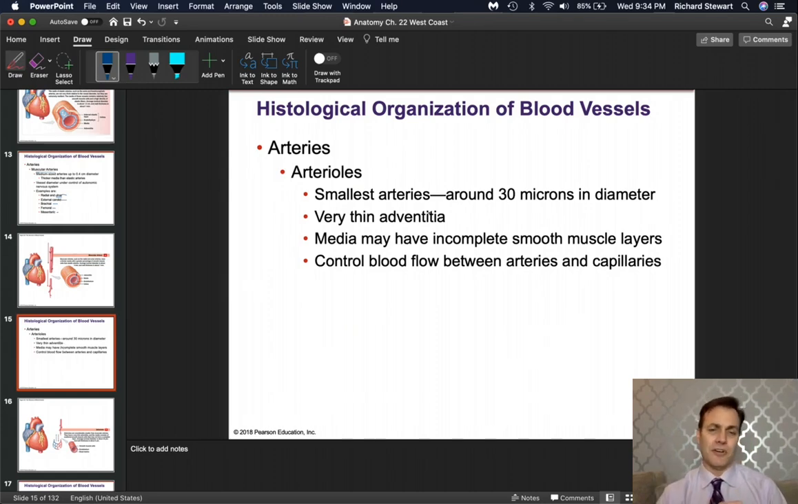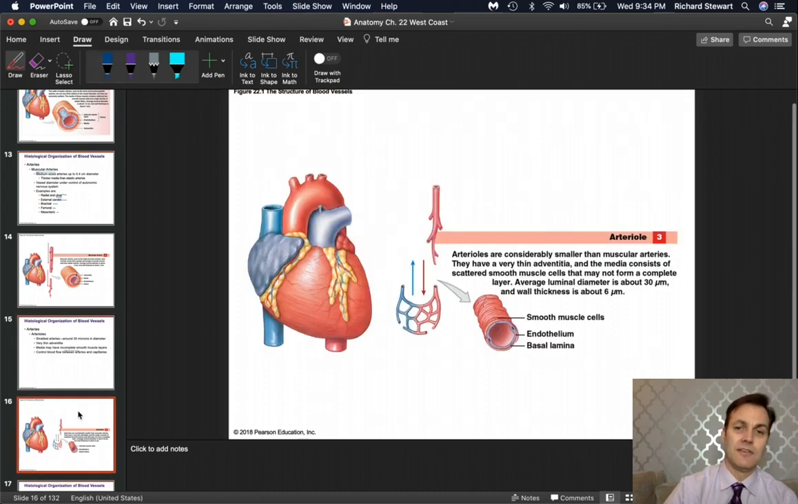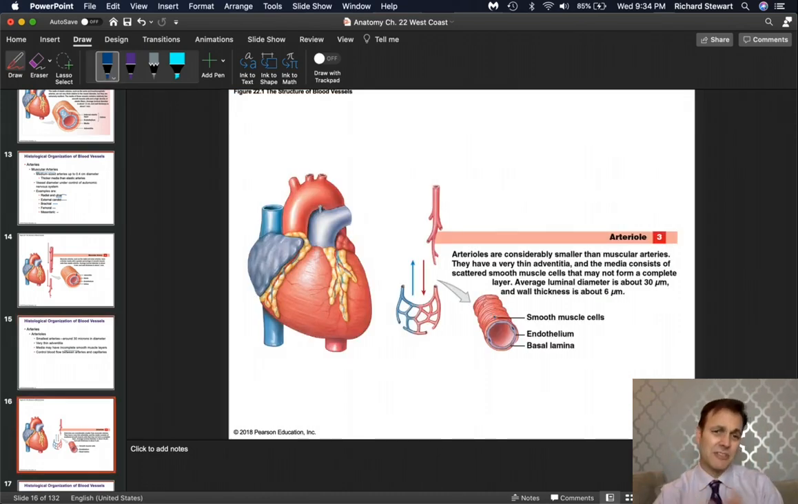Now arterioles. We have arteries, they keep breaking down, and then they get smaller and smaller until they become arterioles. After arterioles, we go into capillary beds. So arterioles are really the smallest arteries that we have. Their smooth muscle layer might not even be completely wrapped around, so it might be kind of sparse in there. As you can see, the smooth muscle doesn't completely cover everything.